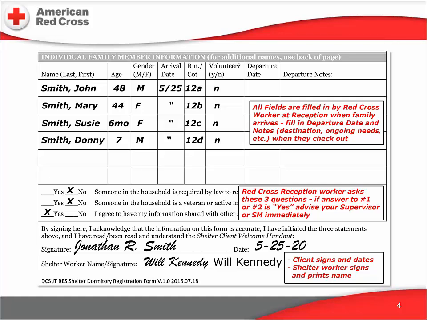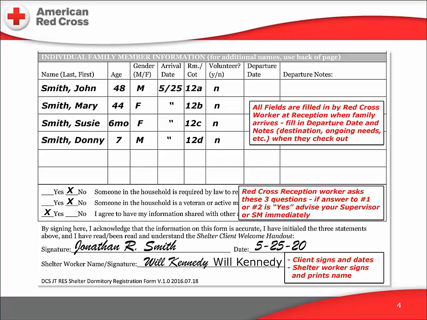The top box records information for each member of the client's family who arrives at the same time. Additional members of the family who arrive later should be added to this form at that time. We ask for the name, age, gender, and arrival date for each member of the family. The cot number will be filled in by the dormitory supervisor.